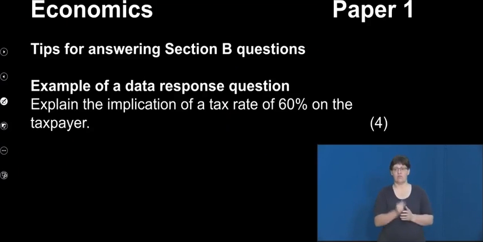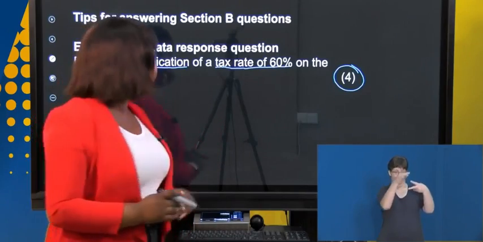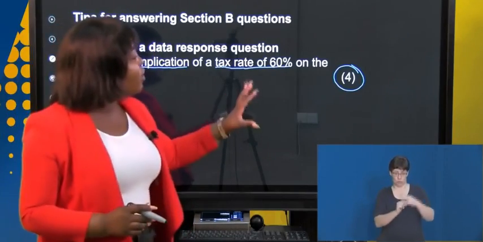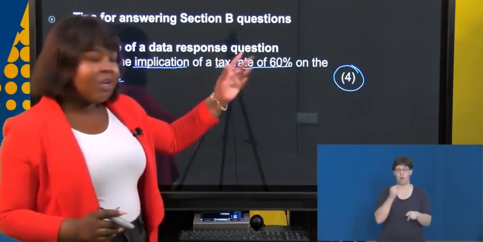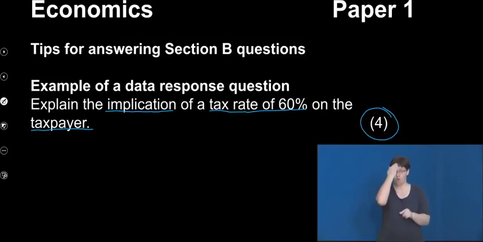Let's look at the next question. Explain the implication of a tax rate of 60% on the taxpayer. Look at the mark allocation. It's a 4-mark question, meaning to say you need a minimum of 2 points for that one. Right? This is not completely taken or extracted from the graph. Now you need to apply your knowledge on tax revenue there.